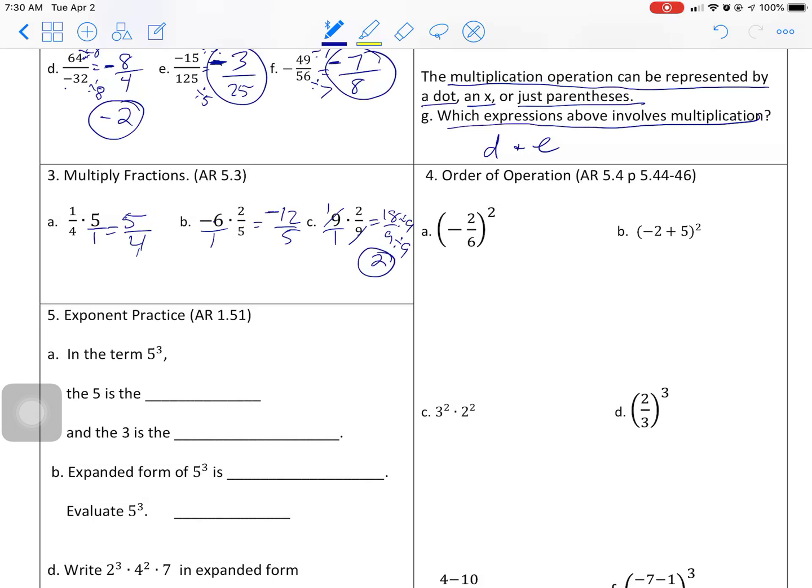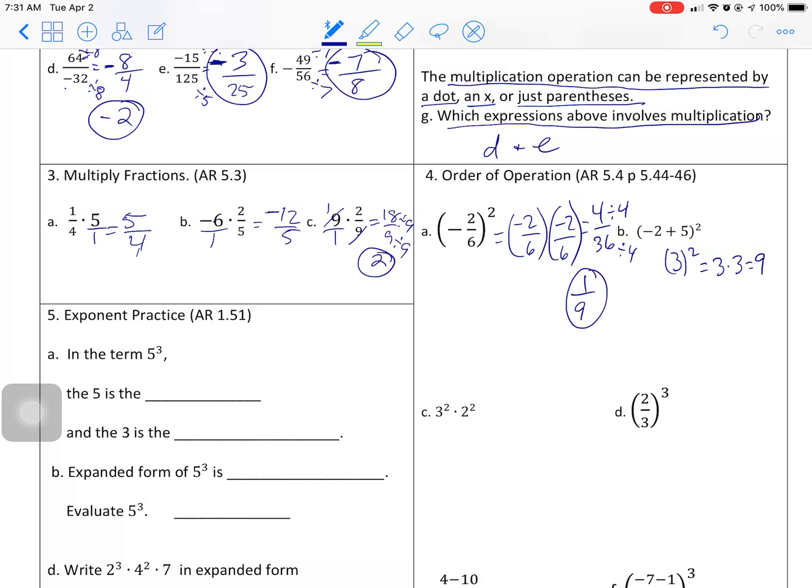Order of operations. This squared means I have 2 of these. Across the top is a 4, positive 4, negative times negative, positive, and 36. 4 does go into 36. This is divisible by 4, and this is divisible by 4, which is 1 over 9. Okay. Order of operations: negative 2 plus 5 is a 3 squared, which is a 3 times 3, which is a 9.